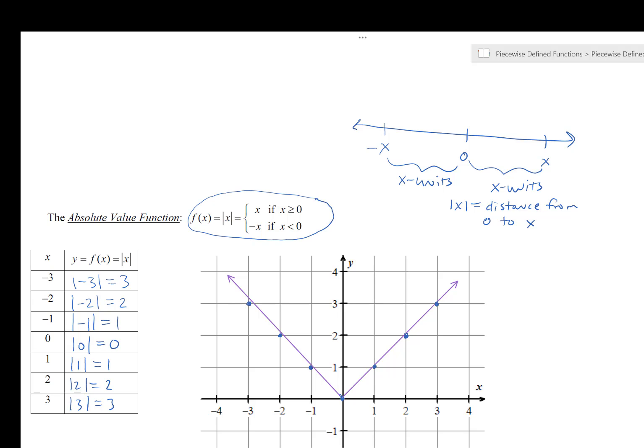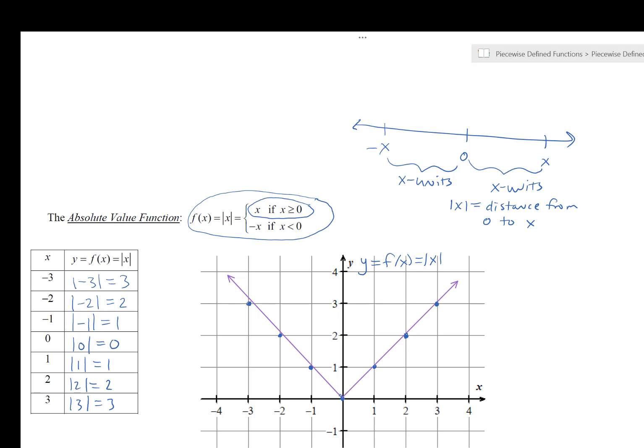And so that's great. But how does that graph relate back to the definition above? Notice above, the rule, absolute value of x, which we're calling f of x here, which we just graphed, is actually defined to be two different rules depending on which value of x you are given. And notice in this rule right here, if you are given a positive value of x or 0, then your output is just x. And we saw that.